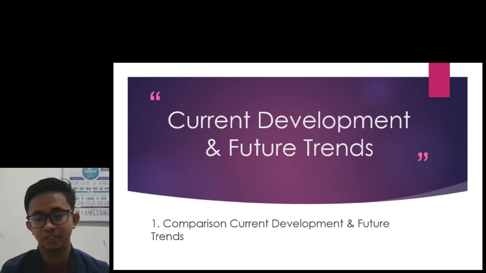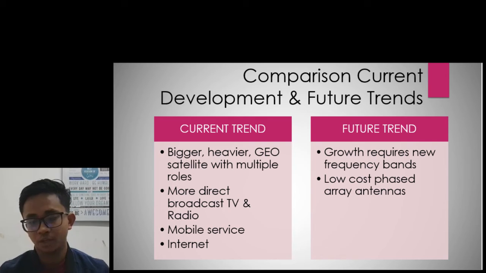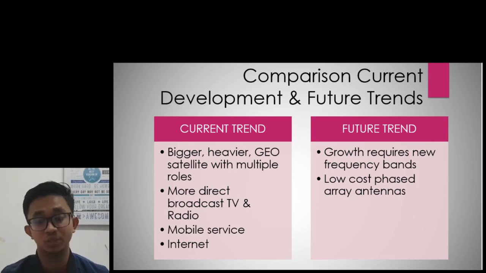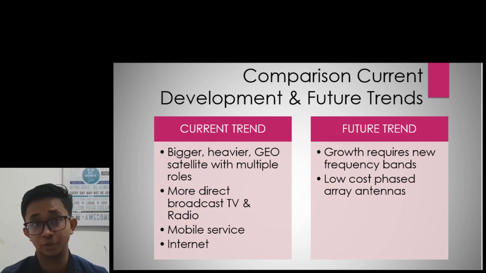Now I will explain about current development and future trends. There's only one part for this subtopic, where I will compare current development and the future trends. Okay, first, the current trend in the world is to make bigger, heavier GEO satellites with multiple roles. The second one is more direct broadcast TV and radio. The third one is mobile service, and the fourth one is internet.